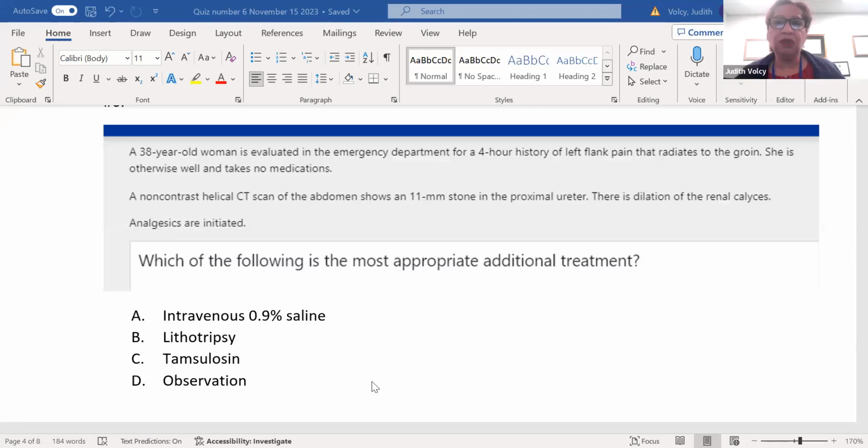So no stones, but polyp, you watch until it's 10 millimeters, you take it out if the person does not have IBD. Polyp of any size with a stone in everybody, take it out because it increases the risk of cancer.